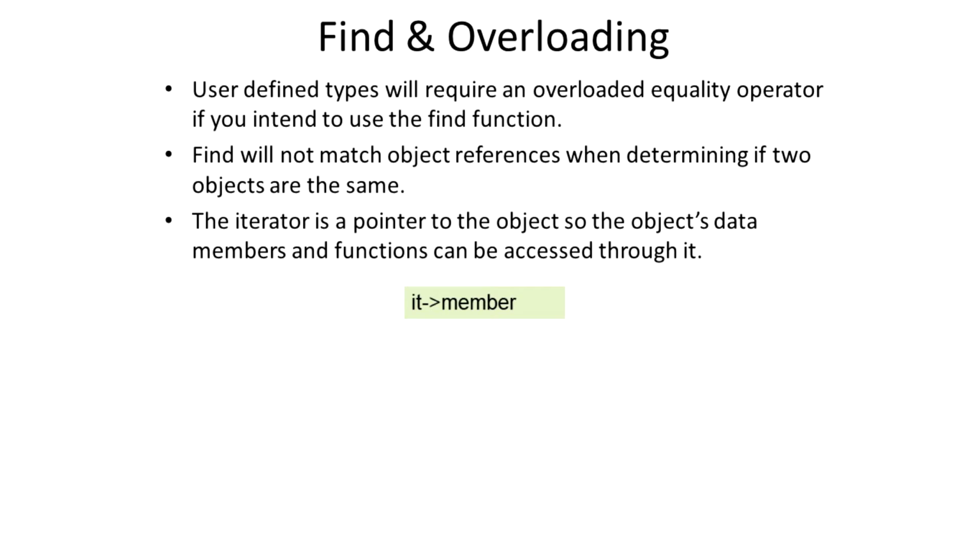And within that overloaded method, we can make use of the iterator, as remember it's a pointer. So it will point to the current object that's being looked at in the vector, and then through that reference, we can get access to the data, and then compare that data with the particular value that we're looking for. So that's a handy way of making the find method work with vectors of user-defined types.